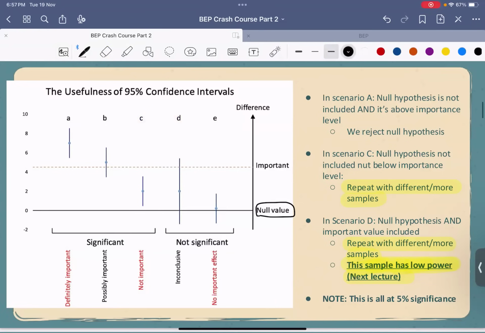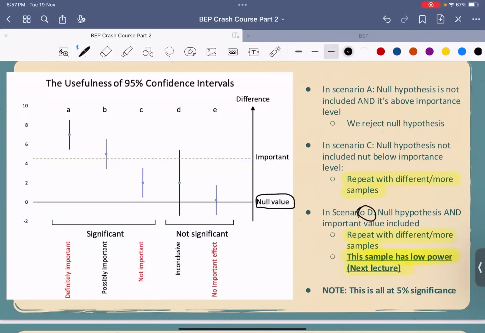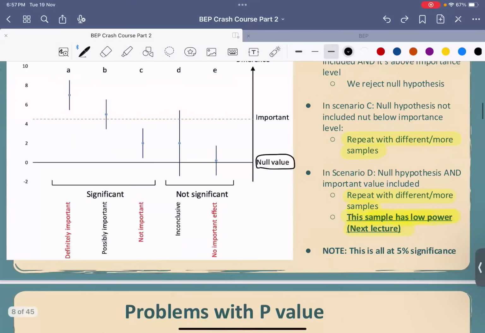So this is basically it. It's a very important slide. If they ask you anything, it will definitely be about scenario D. So understand scenario D well, okay? The rest aren't that important, but scenario D is very important. And note that this is all at a 5% significance level.